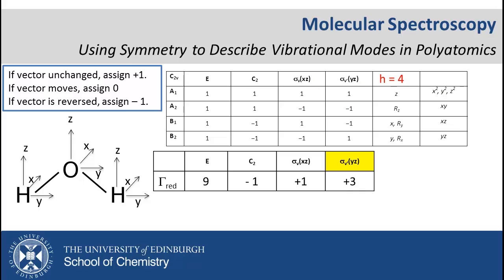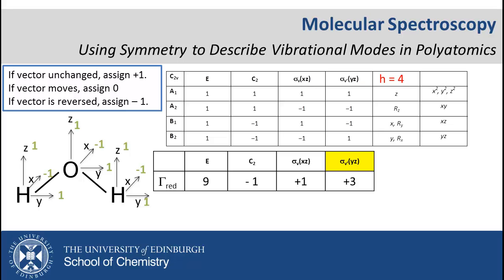Finally, the mirror plane in the YZ plane, which is the plane of the computer screen, the atoms stay in the same position, and only the x-axis vectors of each of the 3 atoms change direction by 180 degrees. Hence, we have a value of +6 -3 is equal to +3.